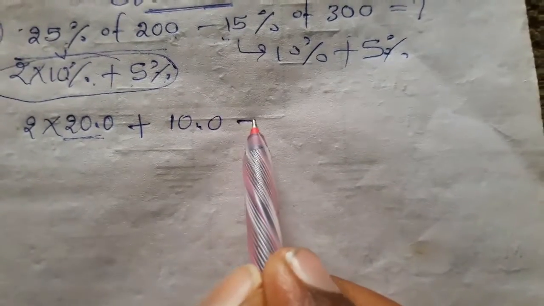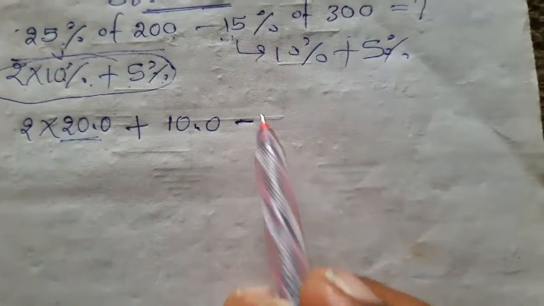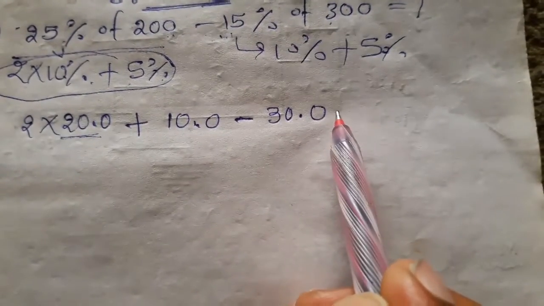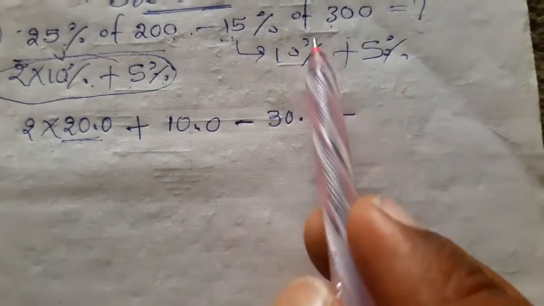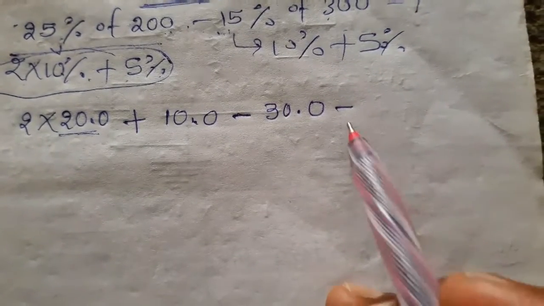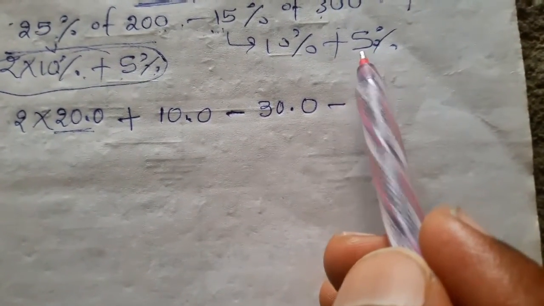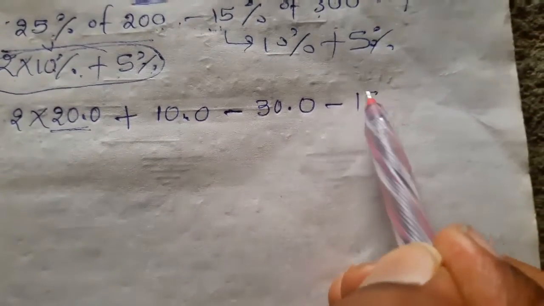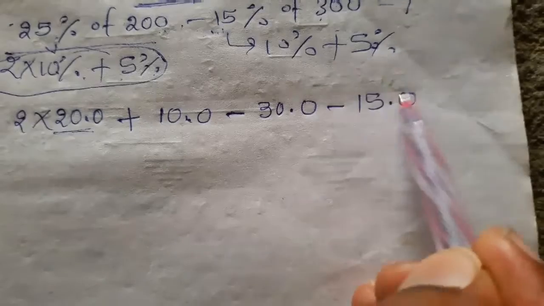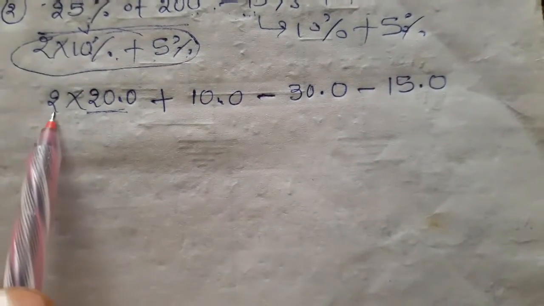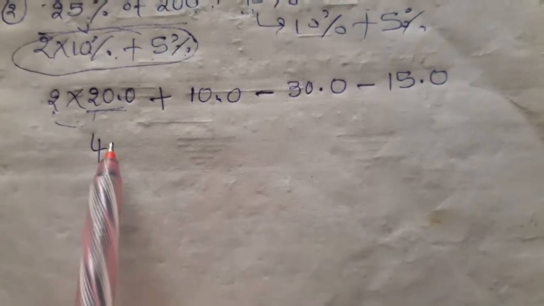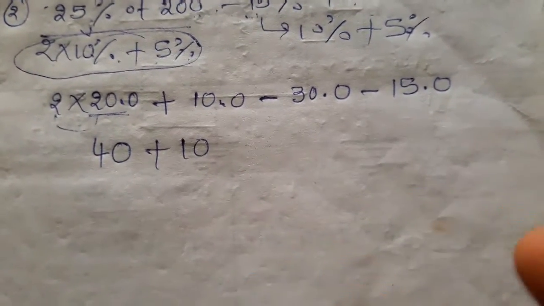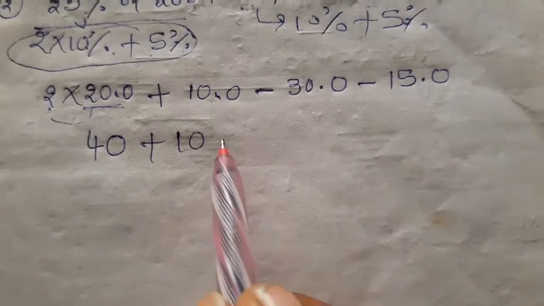What is the symbol? Minus, subtraction. Now 10% of 300 means 30.0. Next, this minus continues, isn't it? Now 5% means half of 10%, that means 15. Now 2 twos are 4. How many zeros? Only a single zero. Plus 10. After the decimal 0. 0 does not have a value, so we can neglect it.